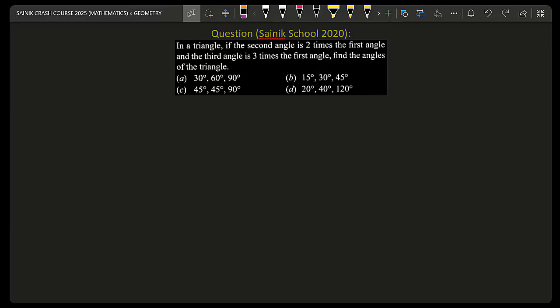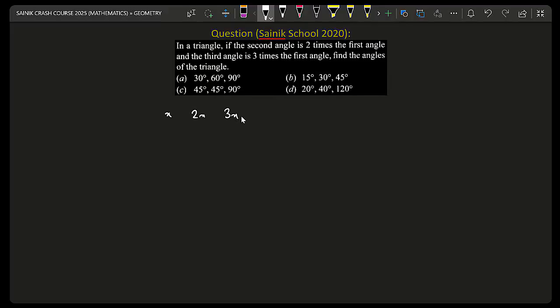So who is going to answer this? Sir, read the question again. In a triangle, if the second angle is 2 times the first angle and the third angle is 3 times the first angle, find the angles of the triangle. Okay. How to solve this? Sir, you can think the first angle is x. Okay, first angle I call x. Sir, so the second angle becomes 2x, and the third angle becomes 3x.